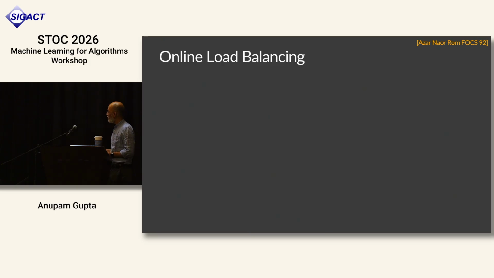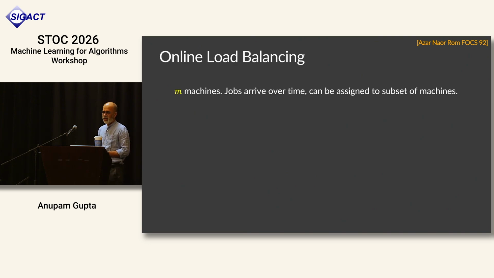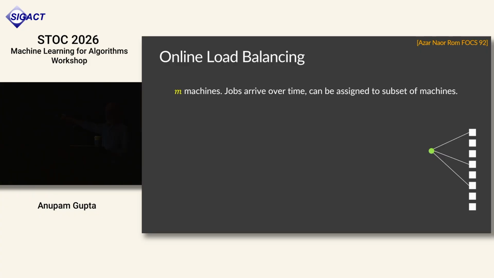One canonical problem that I'll talk about, in fact, essentially the only problem I'll talk about with a slight extension on the next one, is online load balancing. There's a bunch of machines, these boxes out here, and there's a bunch of jobs. And these jobs are these green dots.